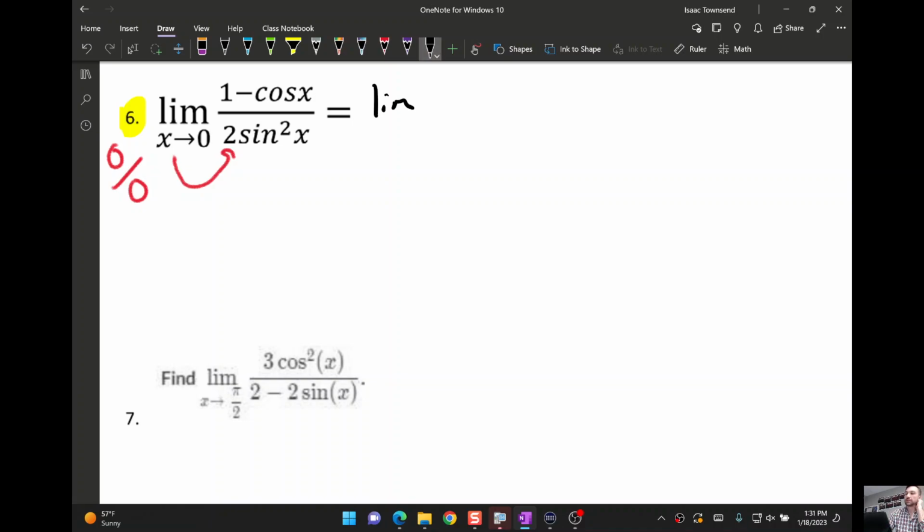So you think of your list of things to try. Doesn't look like anything factors. I would say we don't have any conjugates because there's no square roots in here. So the only other thing that's on the table at this point is trig identities. So does this numerator look like any of our trig identities that we know? Kind of close, but not exactly. But what about this?